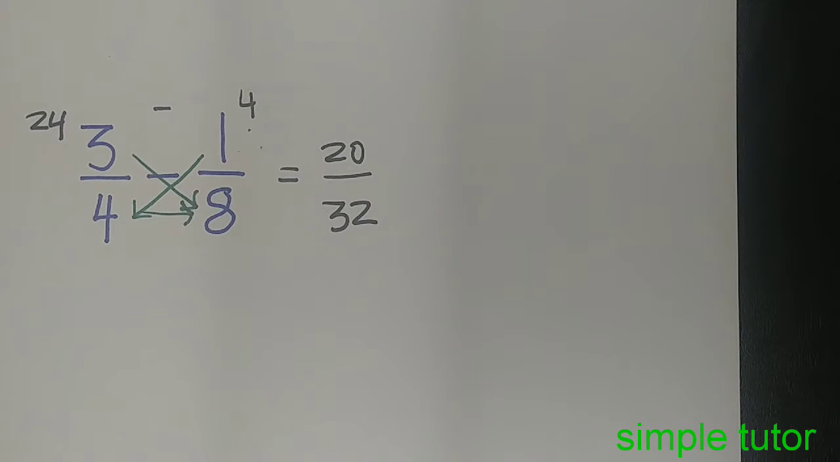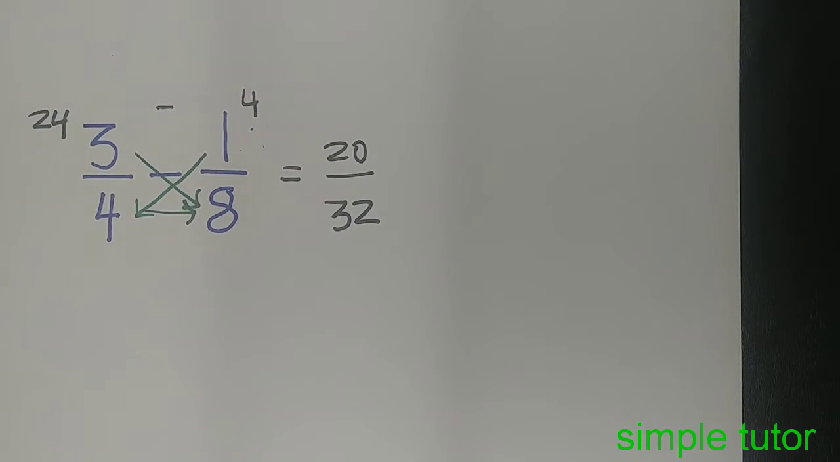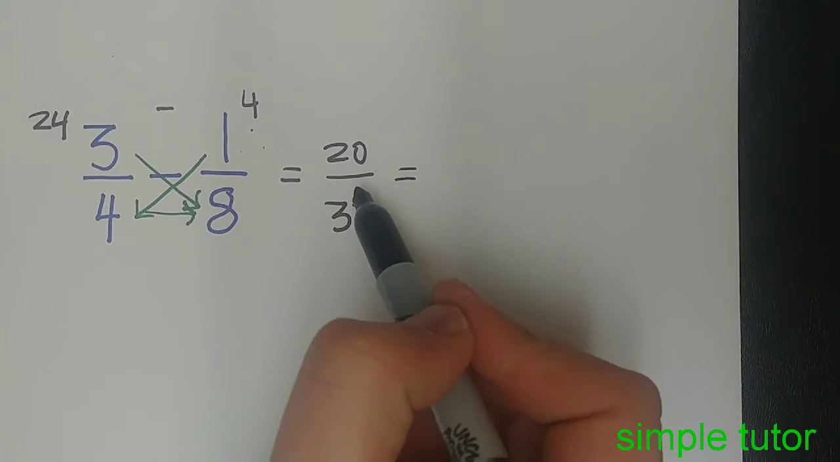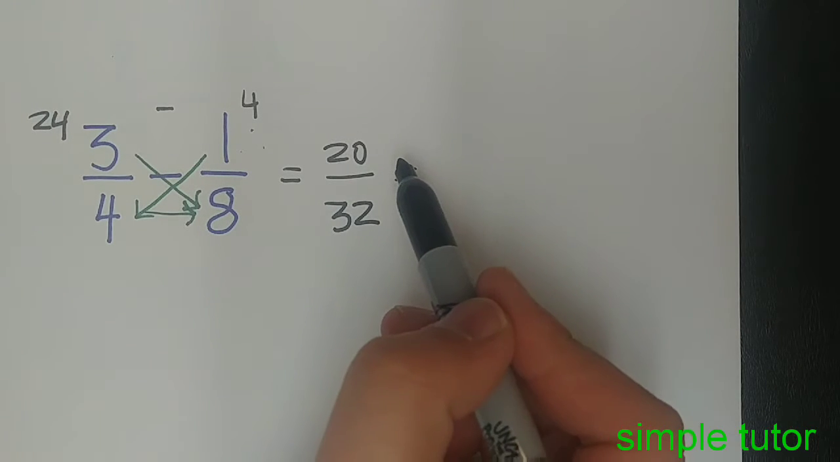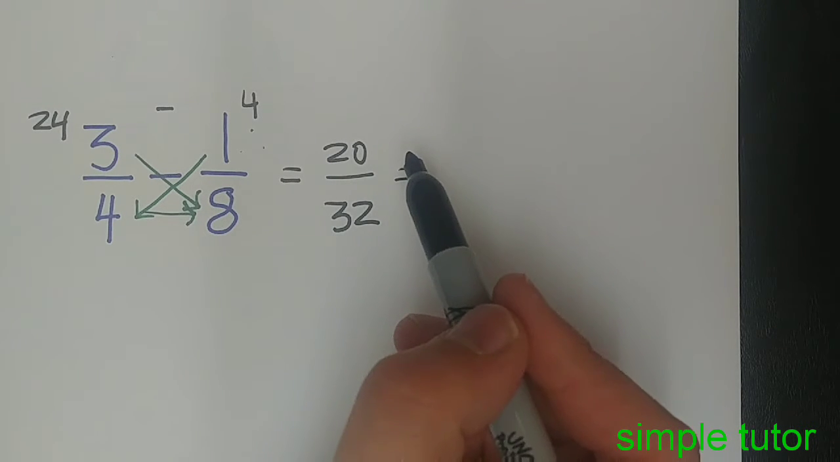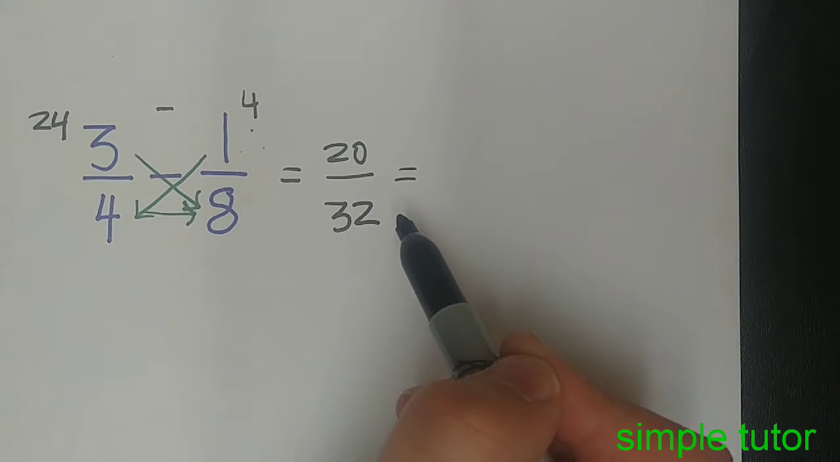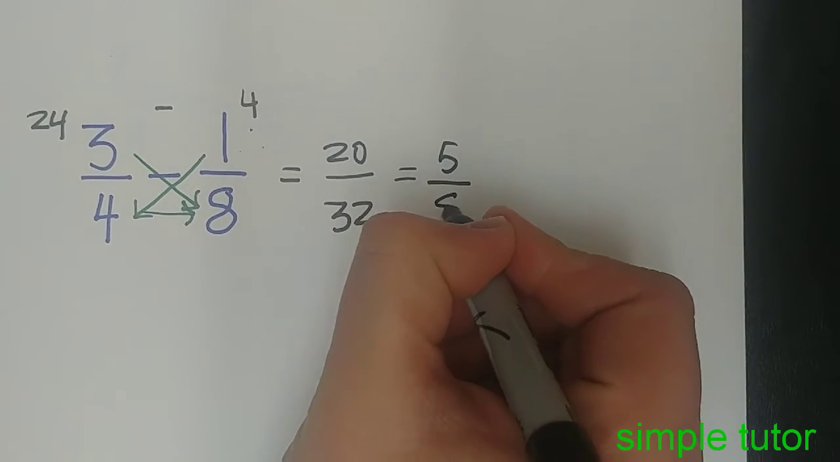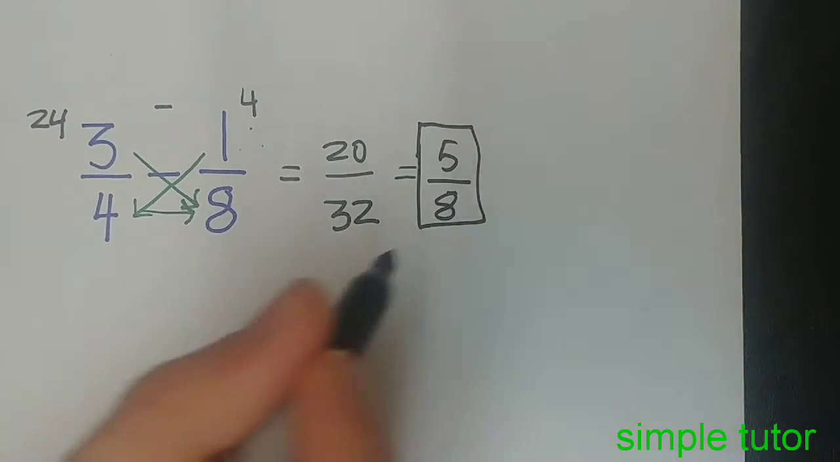We're not finished. Some instructors or teachers do want this in its simplest form, so I'm going to show you how to do that as well today. If you don't have to do this for your class, you can go ahead and skip ahead just a little bit. If you do, I'm going to do it just for the sake of the video. So we're going to put this in its simplest form. 20 and 32 can be broken down some more. 20 can be broken down to 10, and 32 can be broken down to 16. Then we can divide those two again to get 5 over 8. So our answer here is 5 over 8.